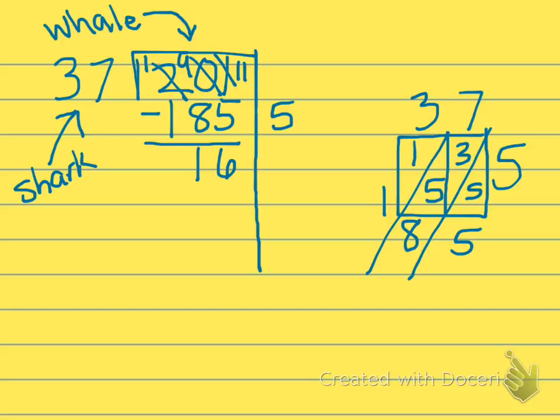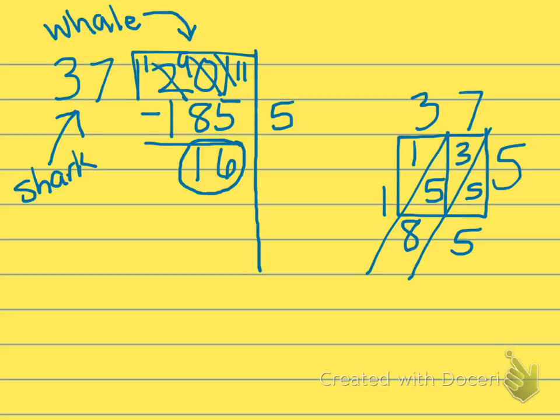Now, is the remainder smaller than your shark, your divisor? Sure is. So you just circle it. I tell my students to circle that remainder so you know I don't need to go any further. When you start to divide into the decimal, that rule will change, but for right now, it will not change.